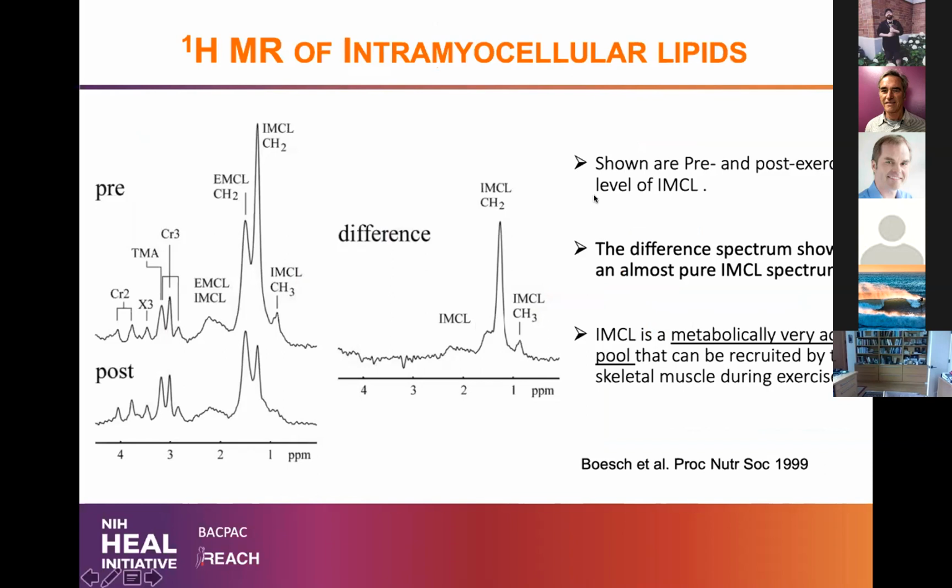This is an individual before and after exercise. Pre-exercise, you see here the full proton spectrum. And then post-exercise, you can see here a greatly diminished IMCL peak. And when you look at the difference, you see it's the pure IMCL peak. So that also shows you that IMCL is a metabolically very active pool that can be recruited by the skeletal muscle during exercise.